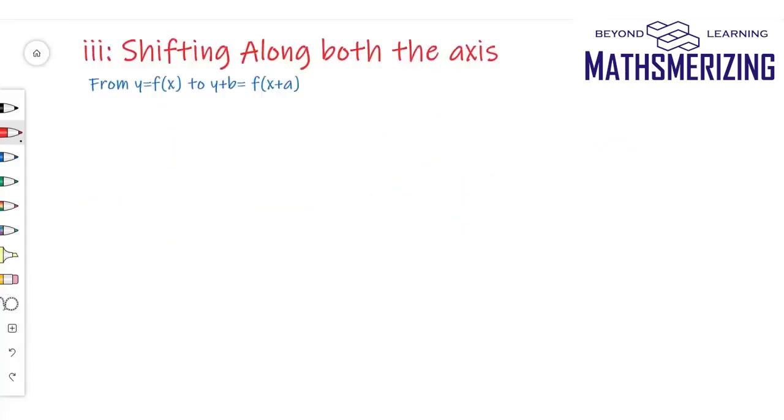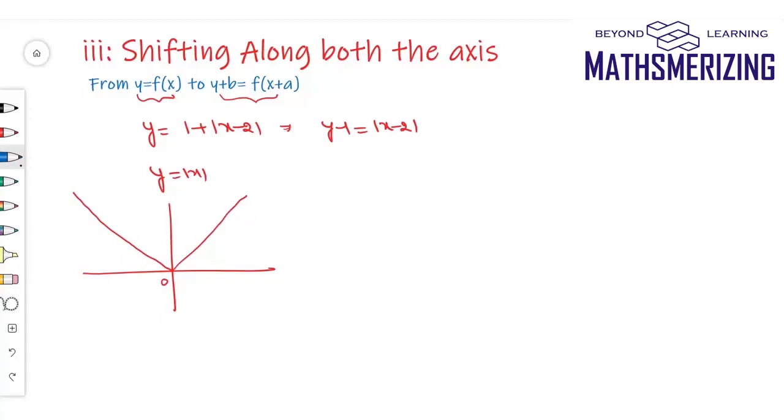Now this third transformation is basically a combination of first two transformations. So from y equals f(x), we need to draw the graph of y plus b equals f(x plus a). Say for example, suppose I have to draw the graph of y equals 1 plus mod of (x minus 2). So basically I can also write it as y minus 1 equals mod of (x minus 2). So my basic graph is y equals mod x. Now here I need to transform the graph so that x becomes x minus 2 and y becomes y minus 1.